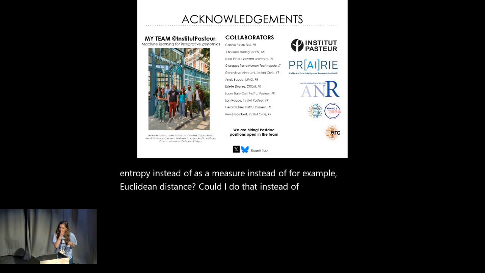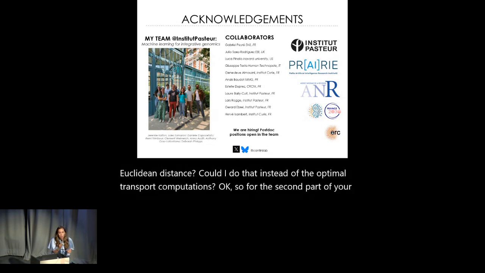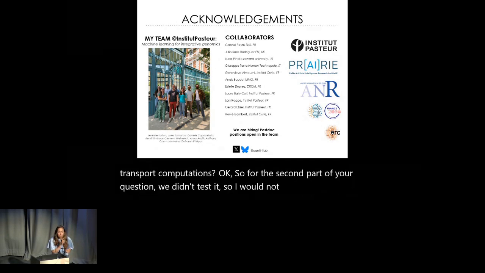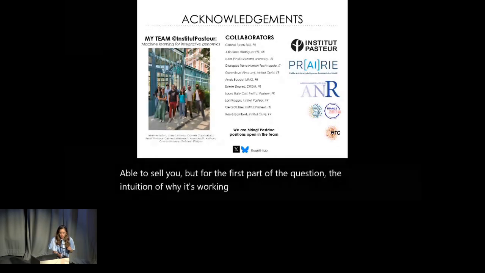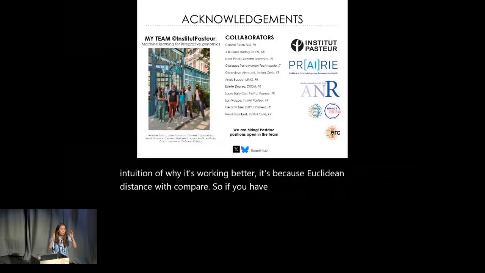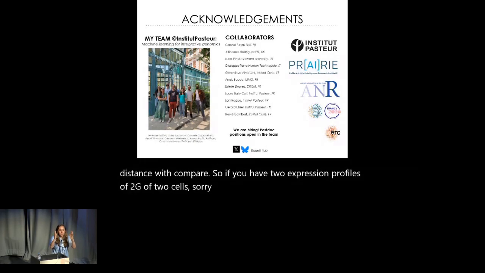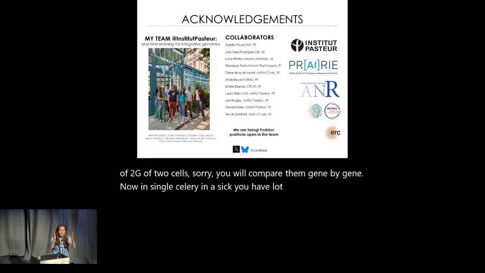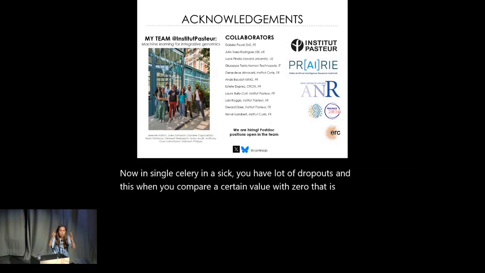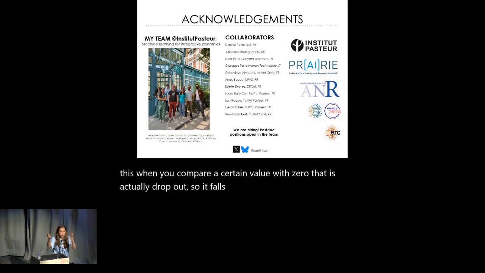Okay. So for the second part of your question, we didn't test it, so I would not be able to tell you. But for the first part of the question, the intuition of why it's working better is that Euclidean distance will compare, if you have two expression profiles of two cells, gene by gene. Now in single cell RNA-seq, you have a lot of dropouts, and when you compare a certain value with 0 that is actually a dropout, this will count a lot in the Euclidean distance.